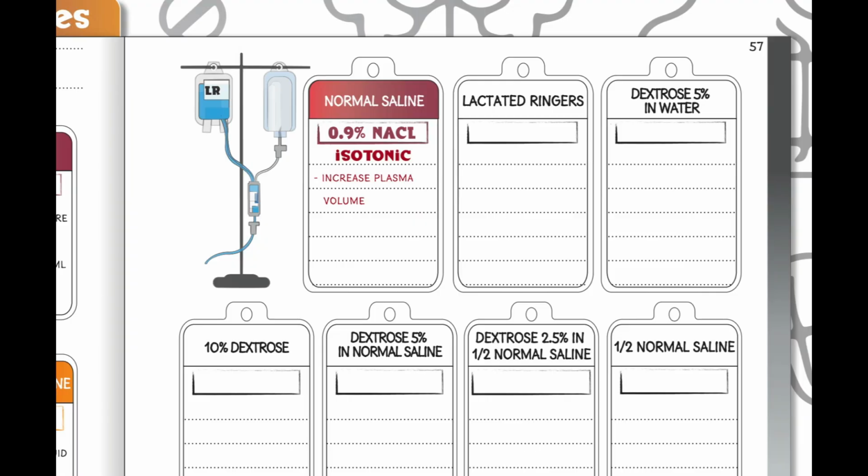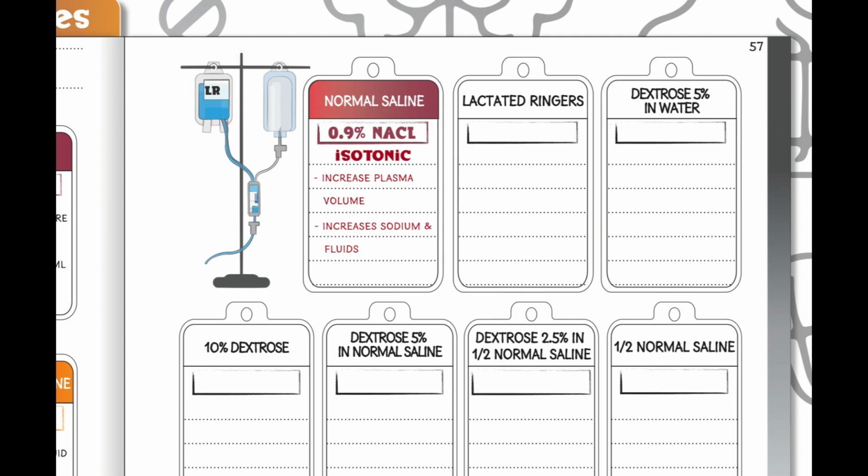So our Normal Saline is going to increase our plasma volume. And what exactly does this mean? Well, it's going to help us create more volume as a whole without messing up our concentration. It's also going to increase a little bit of sodium because there's sodium inside of this bag, but also our overall fluids as well. But overall, it's going to keep that beautiful ion balance.